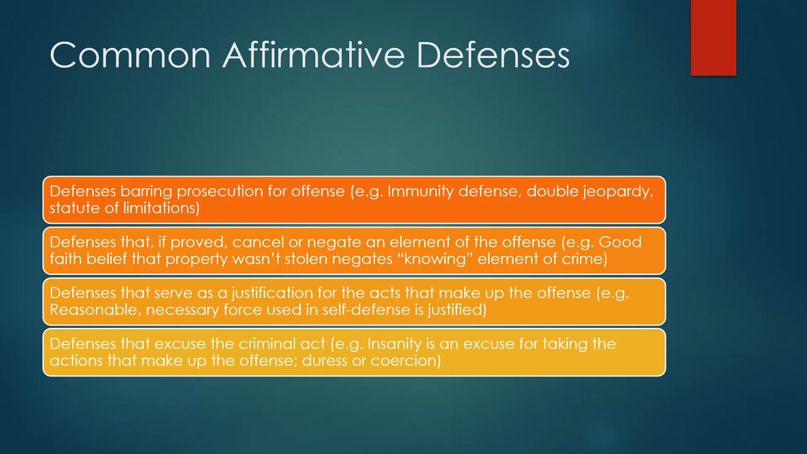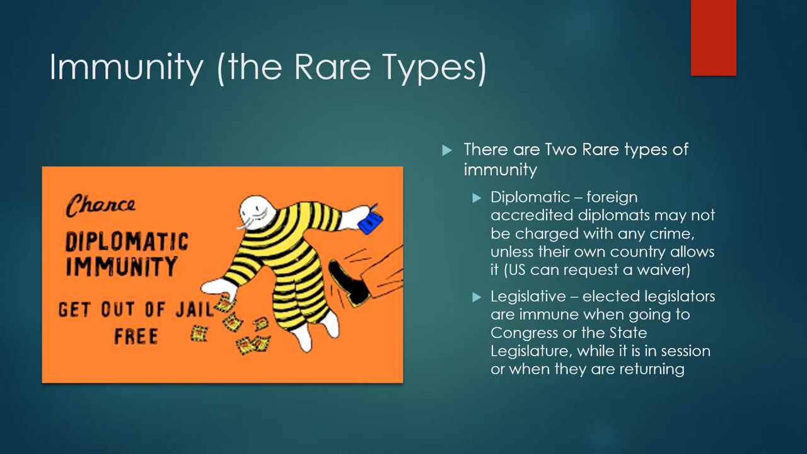So immunity is, let's take the first one there that we've been kicking around. Immunity is a pretty rare defense. Now there are kind of two classic types of immunity as we look at them in the broader sense. These are pretty rare. We're talking about rare types of immunity. We're going to go to the more common types in just a second. There's diplomatic immunity and there's legislative immunity.